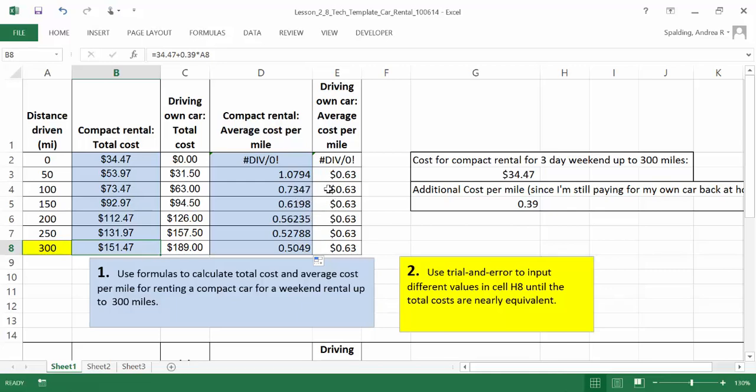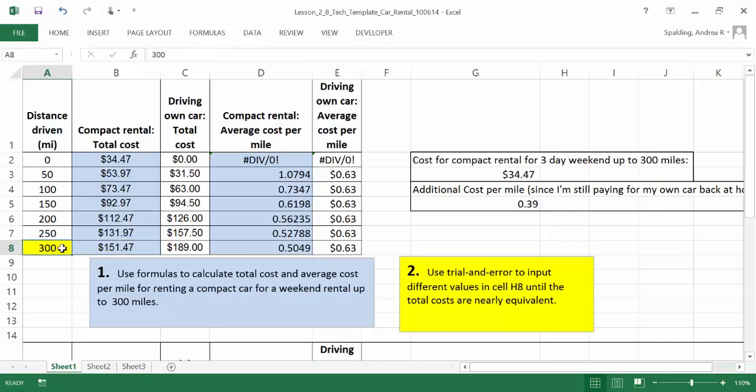So I would say they start to get near the same right around here. We have 100 and 150 miles, so in between those two. We see here that the average cost on the left is higher and this is lower. And then all of a sudden the average cost goes lower and then this is higher. Somewhere in here we have that break-even point. So let's start to look for that. Let's type in 125 and see what we get.